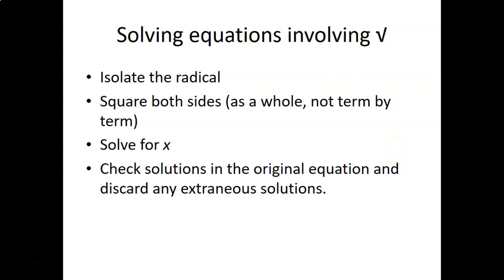So here's our strategy, our procedure for solving equations involving square roots. Step 1, isolate the radical. That is, get the radical part, the part that's the square root of something, by itself on one side of the equal sign. Then square both sides. And remember, if there's more than one term, you have to square the whole thing. You can't just go through and square individual terms. Then solve for x. And finally, any solutions you get, check them in the original equation. They might or might not work. If they don't work, discard them.